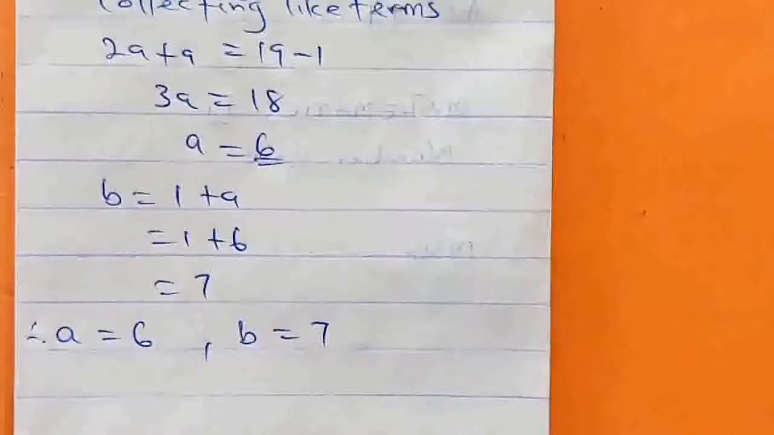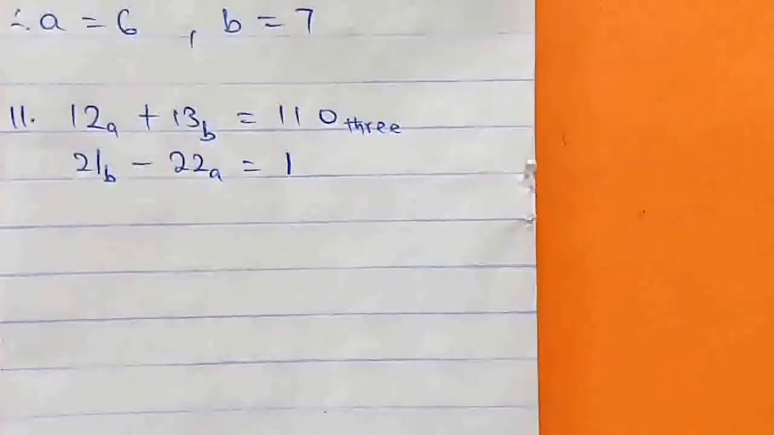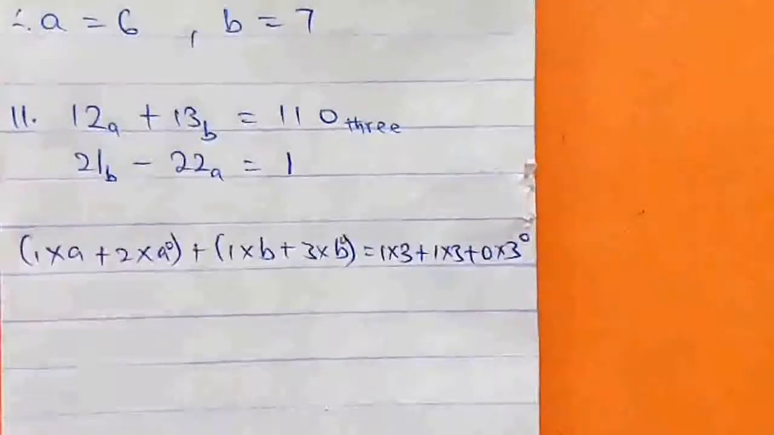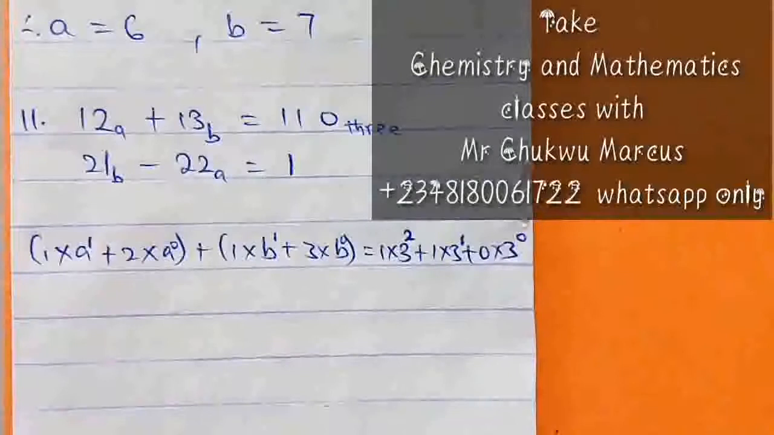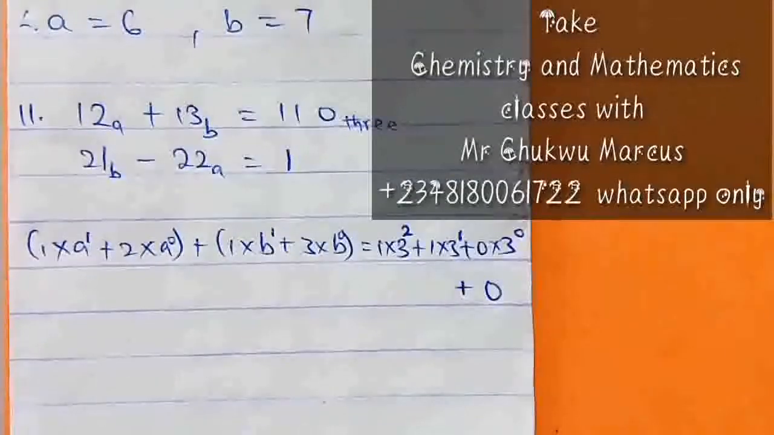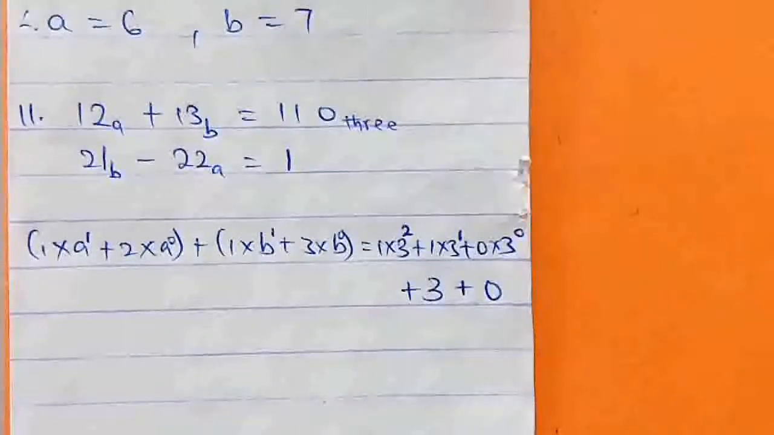Let's go for the second question. Here, let's convert 12 in base a plus 13 in base b to base 10. 3 raised to power 0 is the same thing as 1. 0 times 1 will give us 0. 3 raised to power 1 will give us 3. 1 times 3 will give us 3. 3 raised to power 2 will give us 9. 1 times 9 will give us 9.